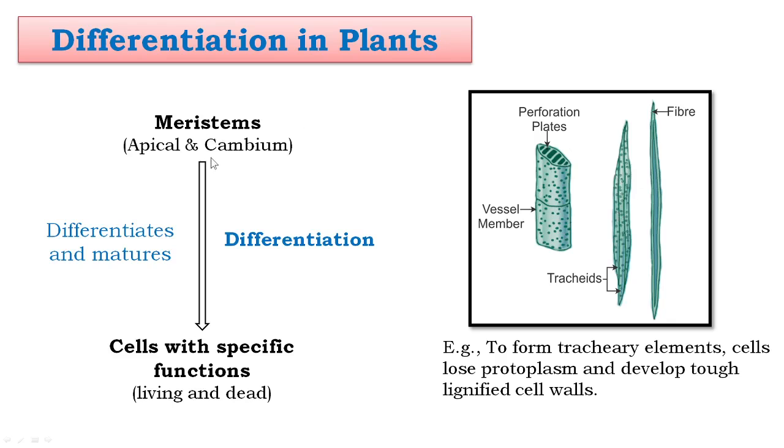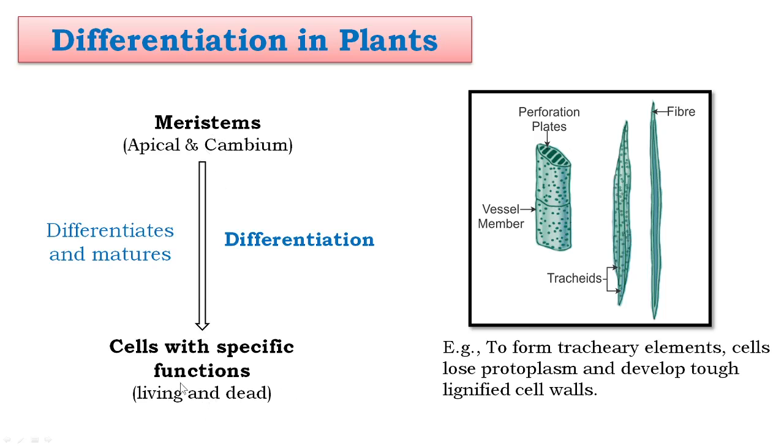So this process is called differentiation. The meristematic cell differentiates into tracheary cells or tracheary elements. So this way the meristematic cell gives rise to a dead cell, right, with a special function. Now sometimes the meristematic cell can differentiate into a living cell as well.